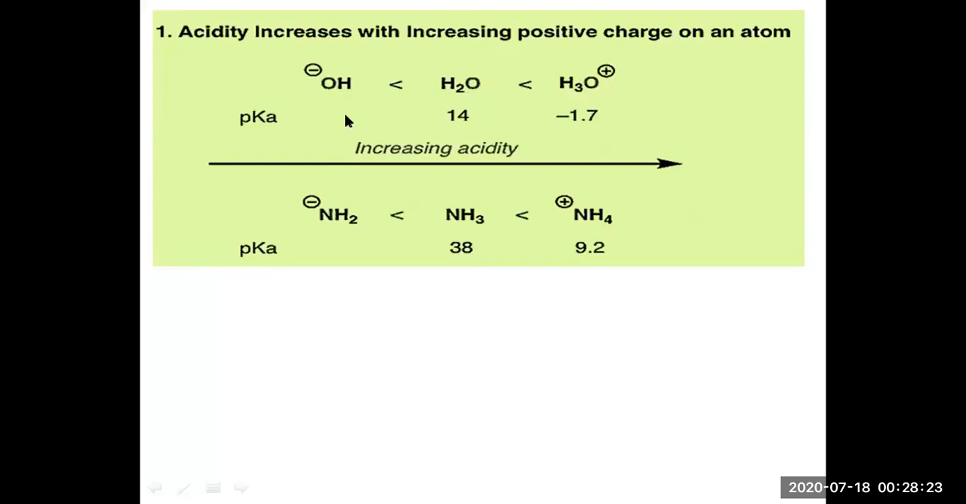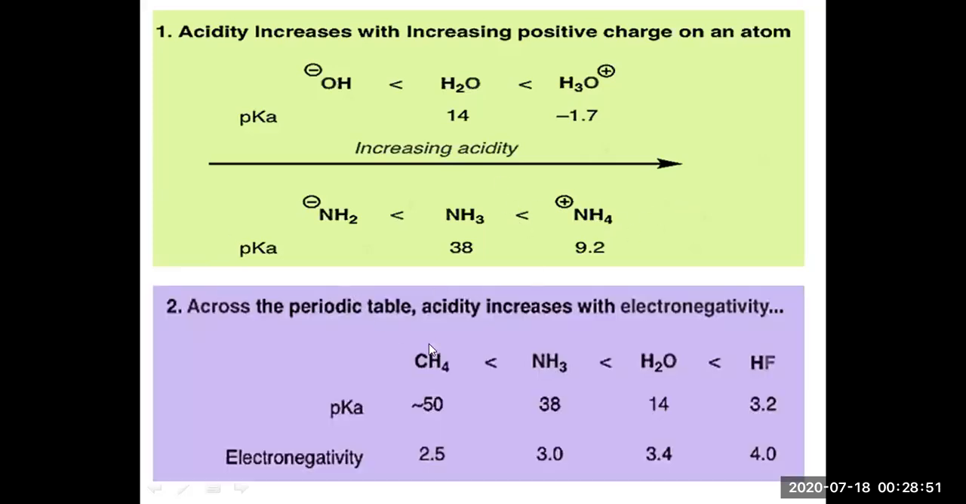Take the example here, OH minus, H2O and H3O plus. The acidity goes on increasing. OH minus is basic, water is neutral, and H3O plus is acidic in nature. NH2 minus, ammonia, and ammonium. NH2 minus is a strong base. Ammonia is a nucleophile, whereas ammonium is acidic in nature.